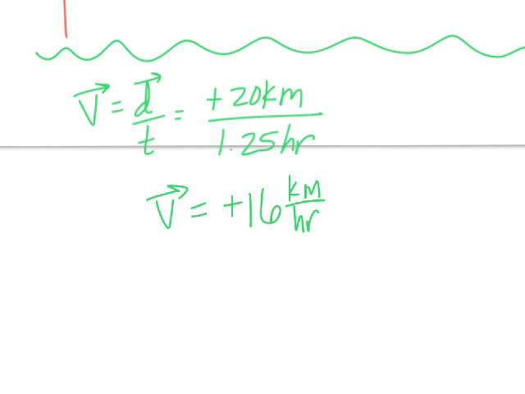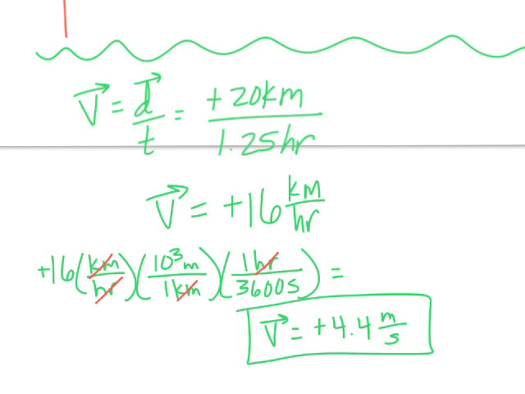Now remember, speed and velocity should both be measured in meters per second, so we do want to make that conversion. You should know how to convert from kilometers per hour to meters per second from Chapter 1, so go ahead and take a moment and make that conversion, please. You should have got an answer of positive 4.4 meters per second. So overall, their velocity was 4.4 meters per second in the positive direction, which we had labeled as north earlier.